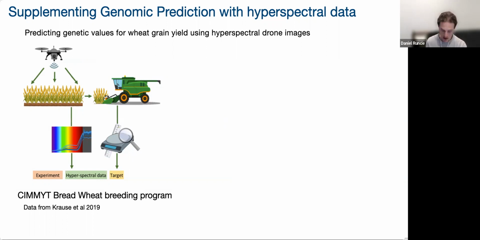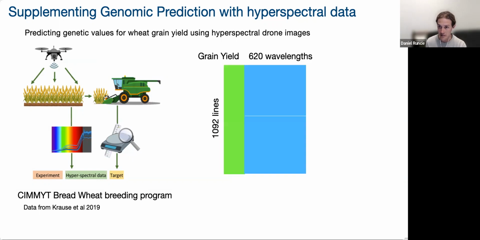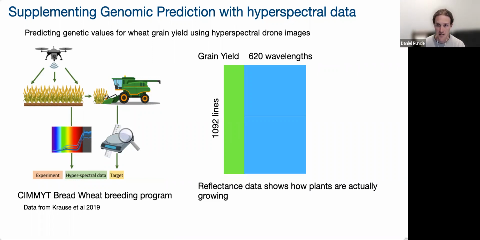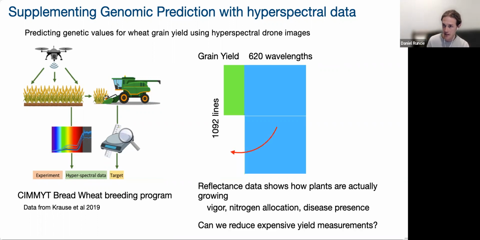For example, say that we want to predict grain yield of different wheat lines. Can we use drones or other things like that to collect, say, hyperspectral data to make these predictions more accurate? Reflectance data provides information on how plants are actually growing in the field, things like their vigor, nitrogen allocations, disease preferences, and such. Can we use these types of data to reduce expensive yield measurements or potentially grow more lines if we can only measure them by drones?